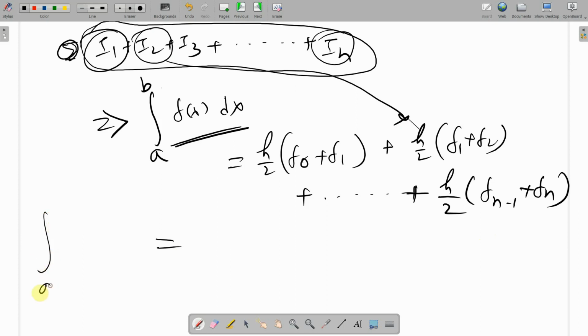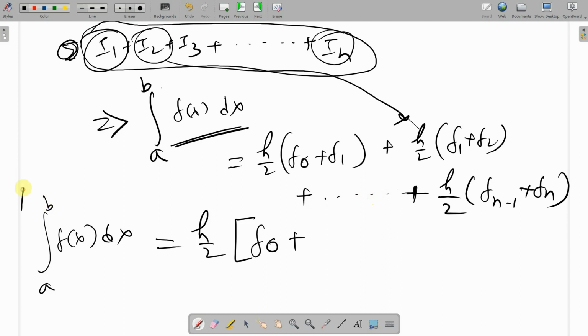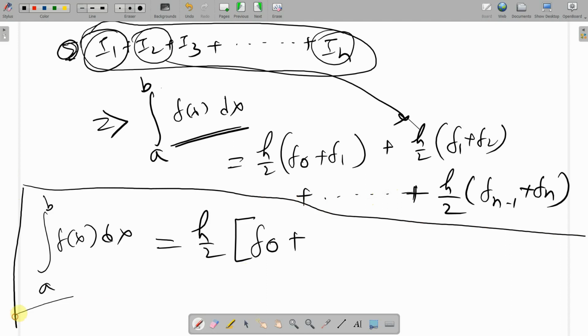you can write down a to b fx dx, which will be equals to h by 2 f0 प्लस, आप बताओ मुझे कि f1 कितने टाइम रह सकता है. How many times you'll find f1 here? I'm simplifying this formula and that will be our final formula for trapezoidal rule. Now tell me how many times you might find f1.